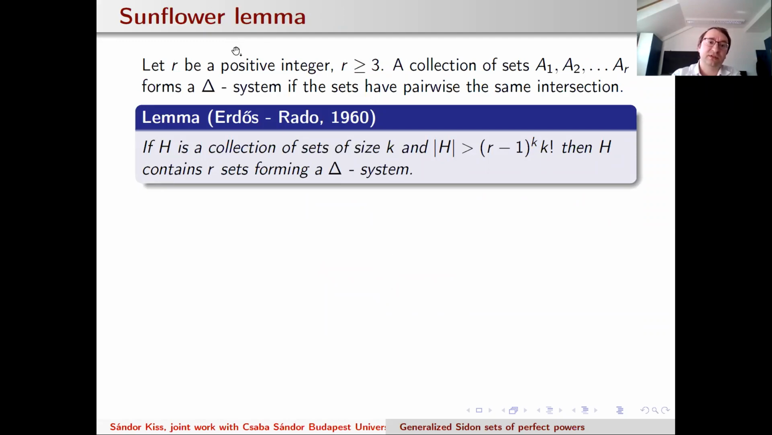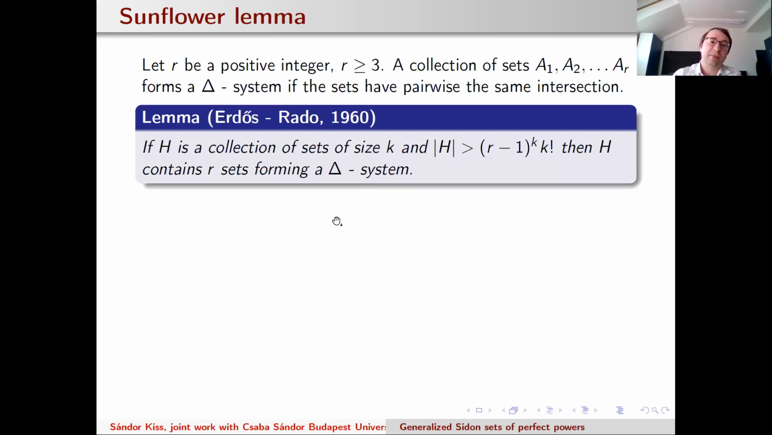And this is the so-called sunflower lemma or delta system lemma. So a collection of r sets forms a delta system or a sunflower if the sets have pairwise the same intersection. And there is a nice statement of Erdős and Rado. If we have a system of sets, each of size k, and it is large enough in the sense that we have more than r minus 1 to the power of k times k factorial sets in our system, then this set system contains r sets which form this delta system configuration.